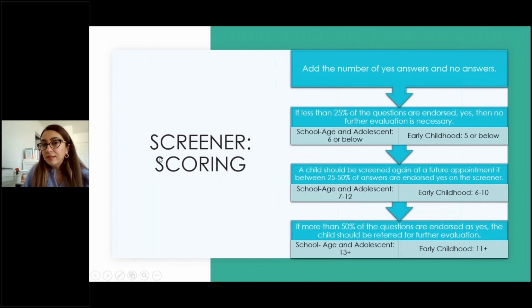So how we score: we add the number of yeses and nos. If less than 25% of questions are endorsed yes, then we're good. No further evaluation is necessary. If 25 to 50% of the answers are endorsed yes, then it's on the cusp, so they should be screened again. We put a note in the records that there are some symptoms, but not at the full level. And if more than 50% of the questions are endorsed yes, then it's a positive screen and the child should be referred for further evaluation.